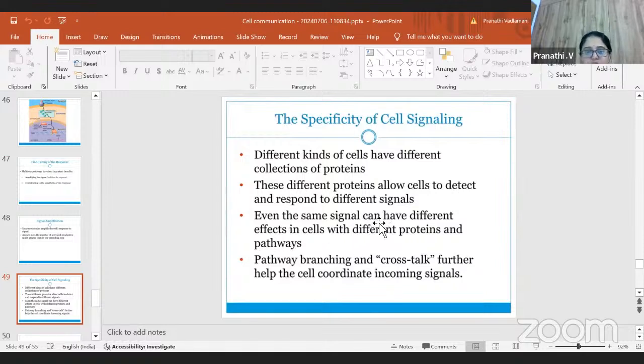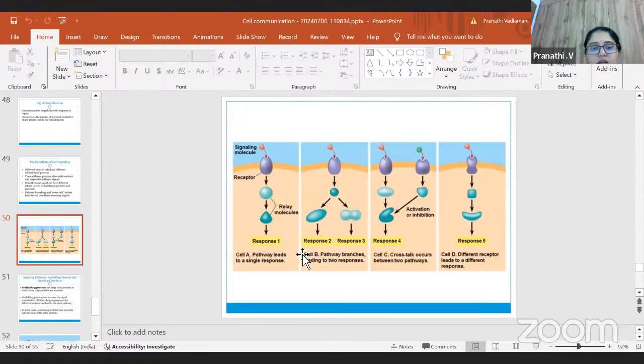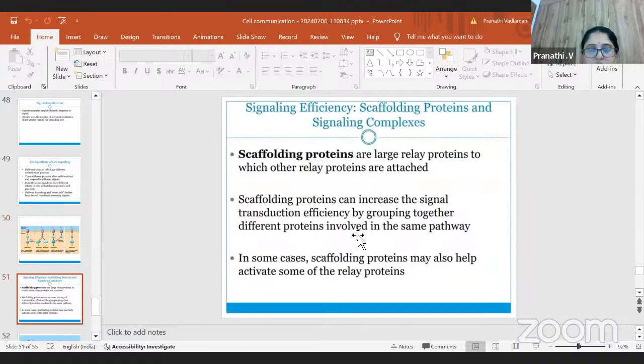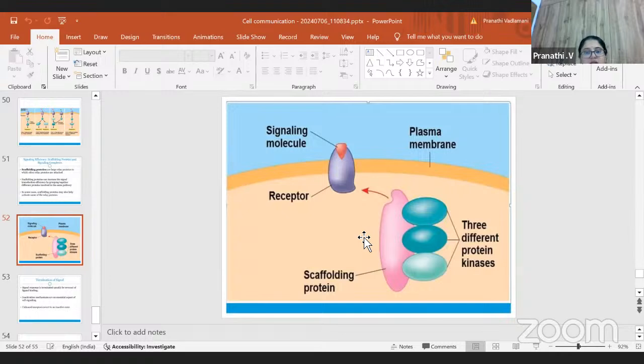So different cells, different proteins you have, you should prevent crosstalk from happening over here. So a pathway can lead to a single response, or again two responses, and then if at all there's any activation of another cell, this causes another complete reaction to take place. According to that, you have different kinds of proteins. Again, you have scaffolding protein signal complexes which are going to relay the signal and see that there is not much crosstalk taking place.